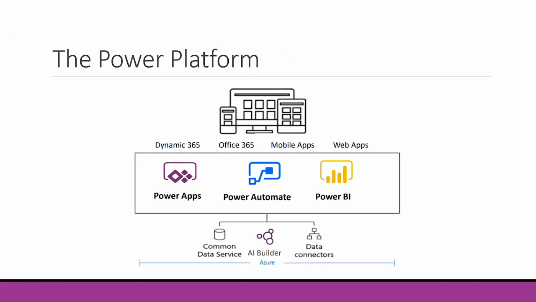In a nutshell, this is what Power Platform looks like. You have the option to integrate or deploy your information to Office 365, to mobile apps, to web apps, and it also has the option to integrate with Dynamics 365. The three main components within Power Platform are PowerApps, Power Automate, and Power BI.